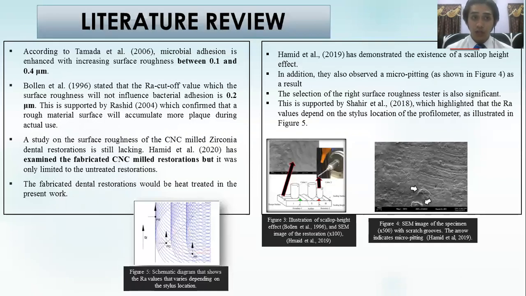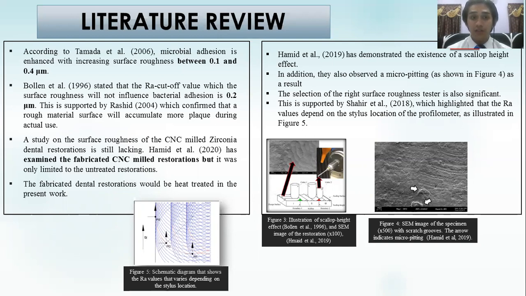For the literature review, according to Tamada and the others, microbial adhesion is enhanced with increasing surface roughness between 0.1 and 0.4 mm. On the other hand, Boland and the others also state that there is a cut-off value which the surface roughness will not influence bacterial adhesion, which is 0.2 mm. This is supported by Rashid, which confirmed that a rough material surface will accumulate more plaque during actual use. These findings have proven the importance to monitor the surface roughness of the fabricated dental restoration based on the literature.